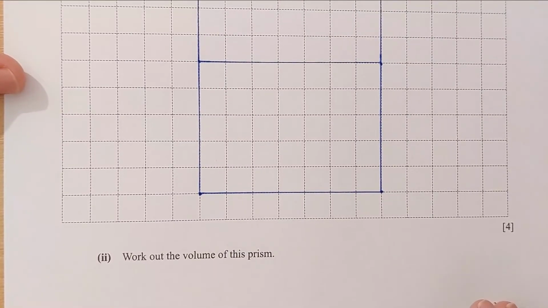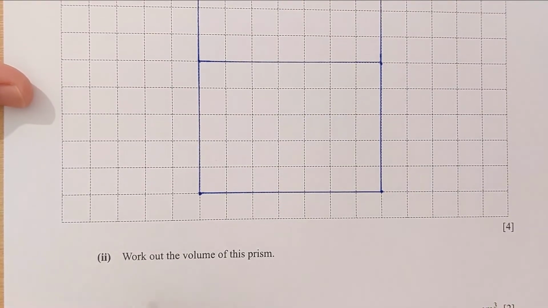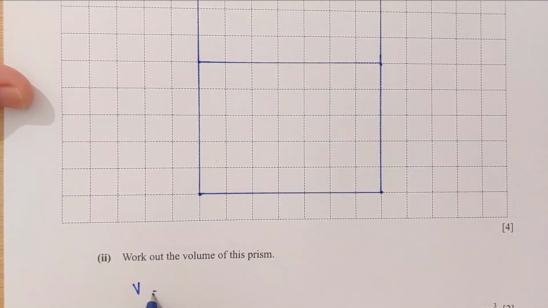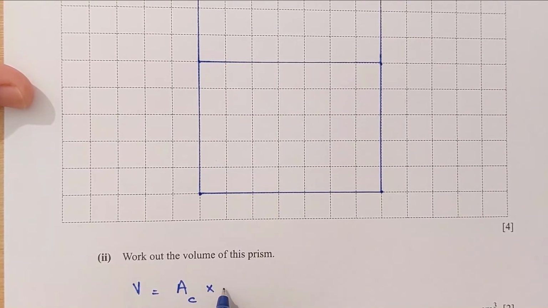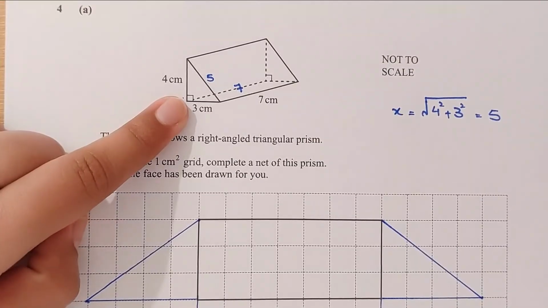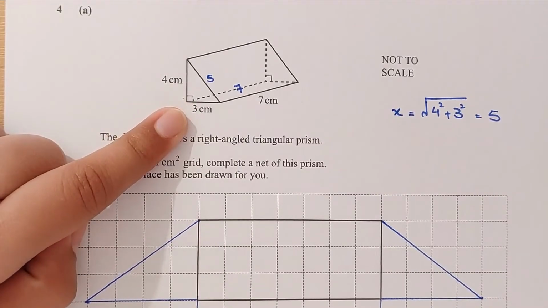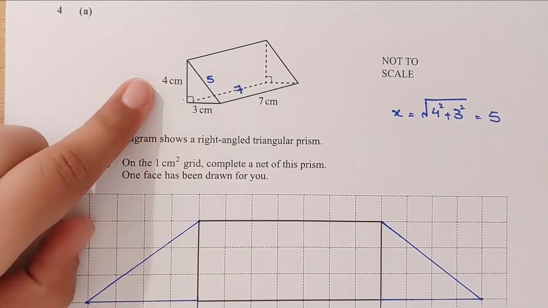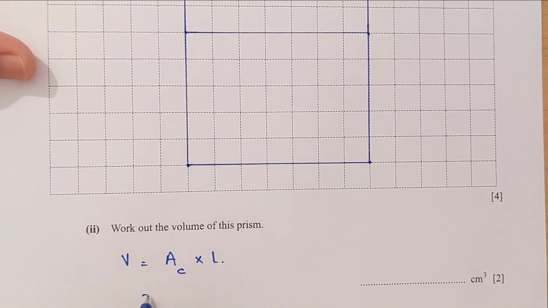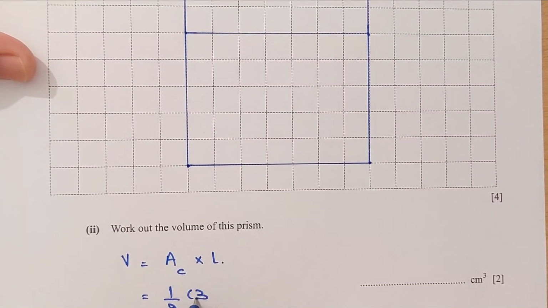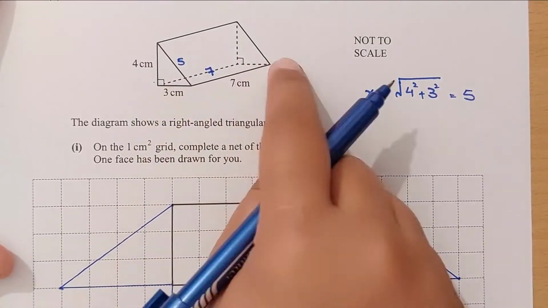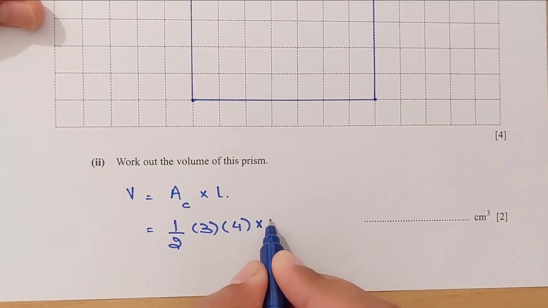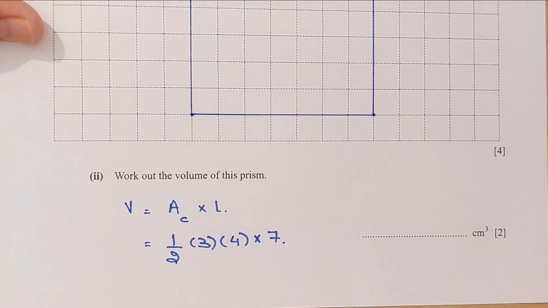Now for the second part, work out the volume of this prism. So the volume of a prism is area of cross section multiplied by the height, or we can say the length, right? Okay, so area of cross section. So the cross sections are triangles. So we have to find the area of a triangle, that is half base times height. Base is 3 and the height is 4. So we have to do half times 3 times 4 times the length of this prism, that equals 7. So times by 7. Okay, let me calculate this.